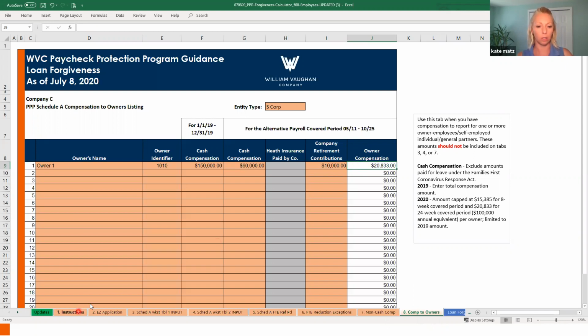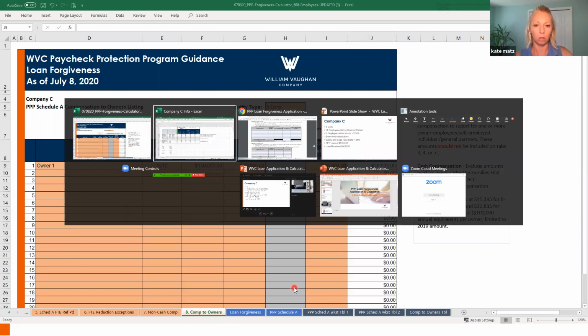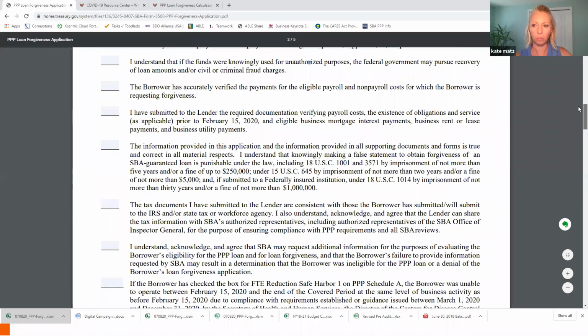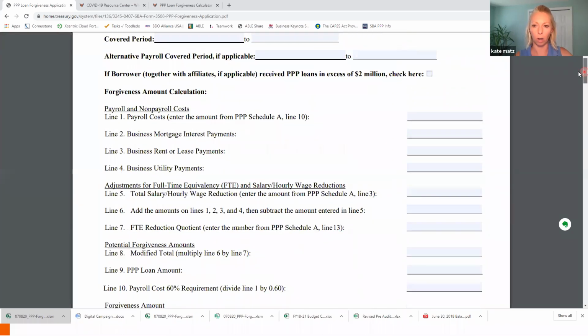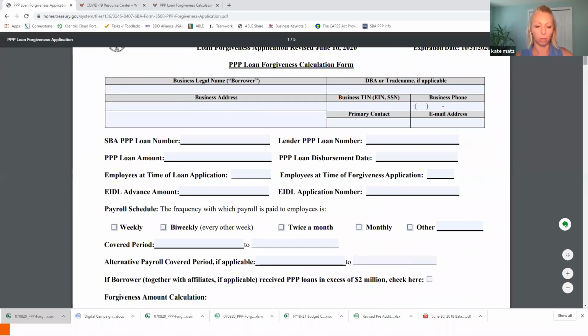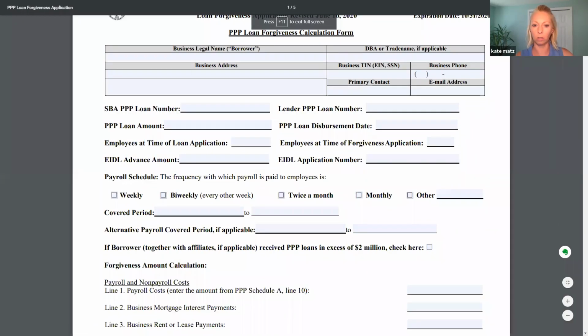All right, so that gets us through all of the salmon colored tabs. So that's all of the tabs that require our input. So now we can take a look at our output and how we'll put those into the application itself. So let's flip back to the application. And if we go to the top, here we'll look at a little more detail of those items.